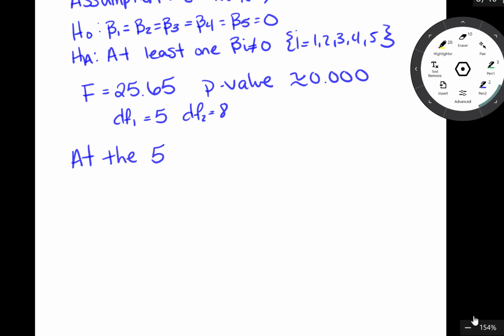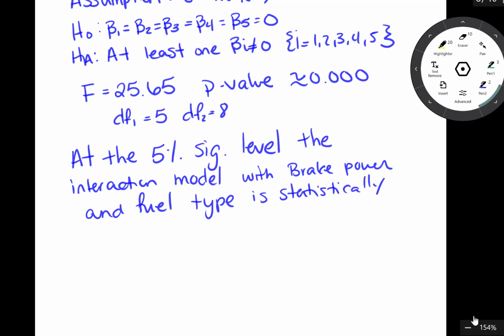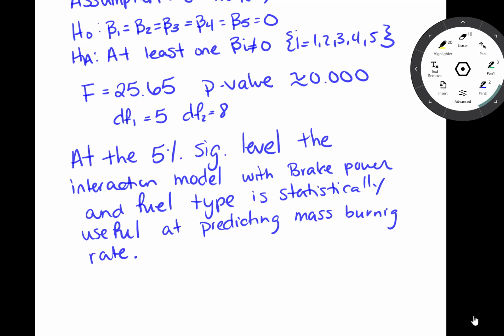At the 5% significance level, the interaction model with brake power and fuel type is statistically useful at predicting mass earning rate.